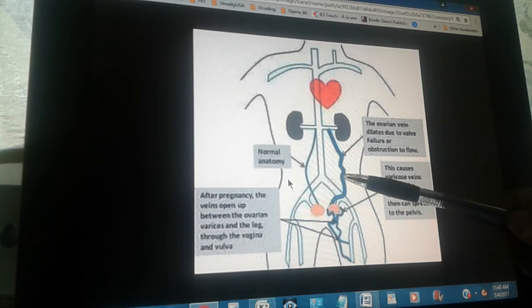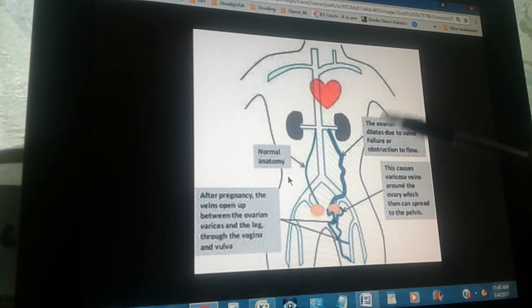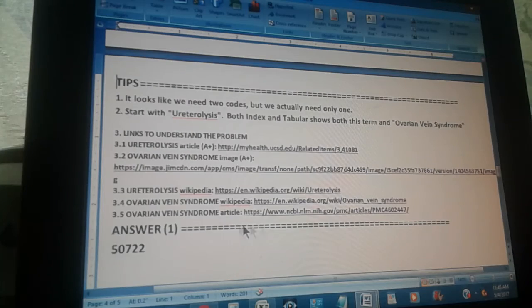You see that it's swollen. Since it's swollen, it's pressing down against the ureter that comes somewhere here, and it is causing the ureter to not function properly. That's why we have to move the ureter with the ureterolysis. Okay, so that is the explanation. Now let's go back to our problem. And then you can see the other links too to understand exactly what the procedure is.